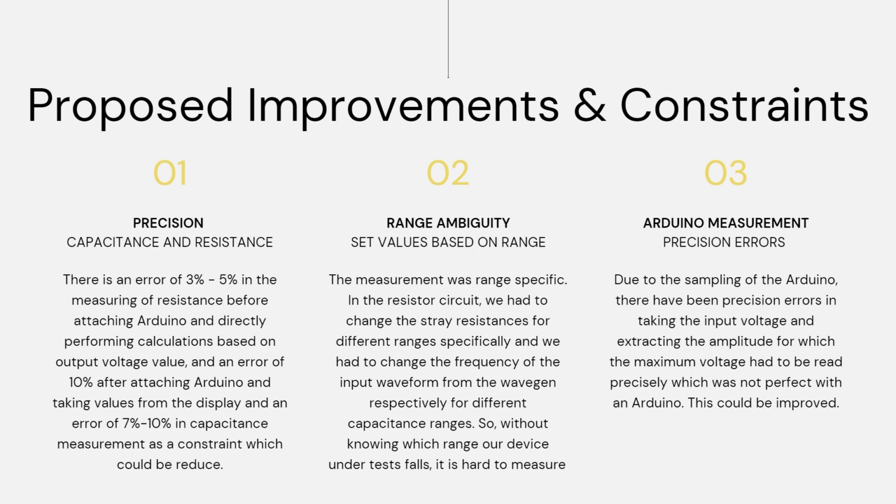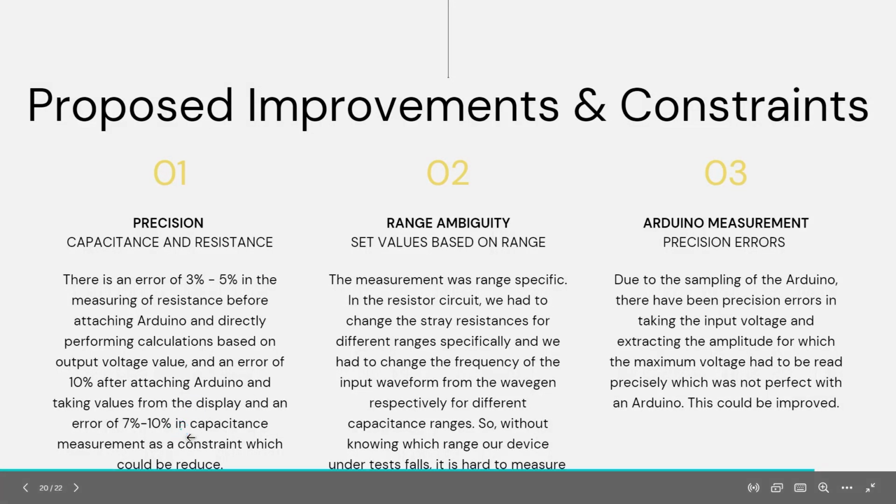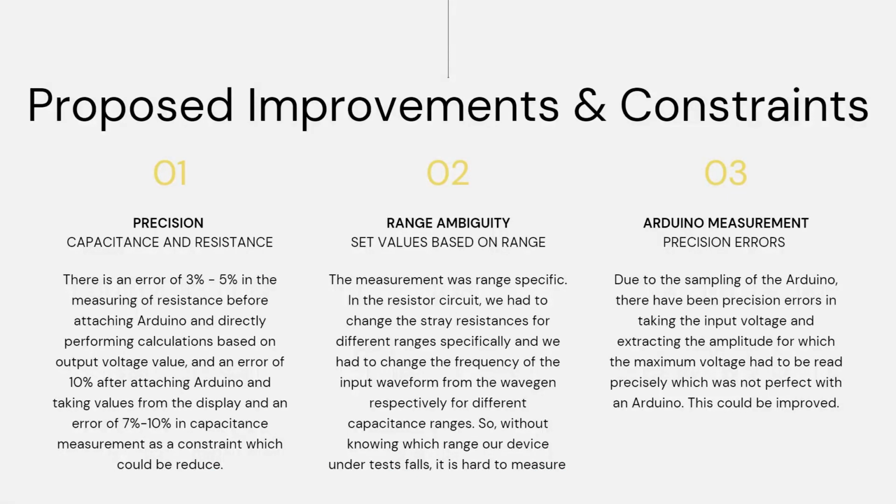But this 3 to 5% is before attaching the Arduino. If we just take the output voltage that we are getting from the analog circuit and do the manual calculations, we are getting precisely 3.3% error. But when we add the Arduino, because of the issues in taking the inputs, the sampling rate and other issues, we get around 10% error. So our overall resistance meter has 10% error. And coming to the capacitance meter, because of the delays in the counter, or the delay in the NOT gate, we have a little issue in the counting, because of which we have 7 to 10% error.